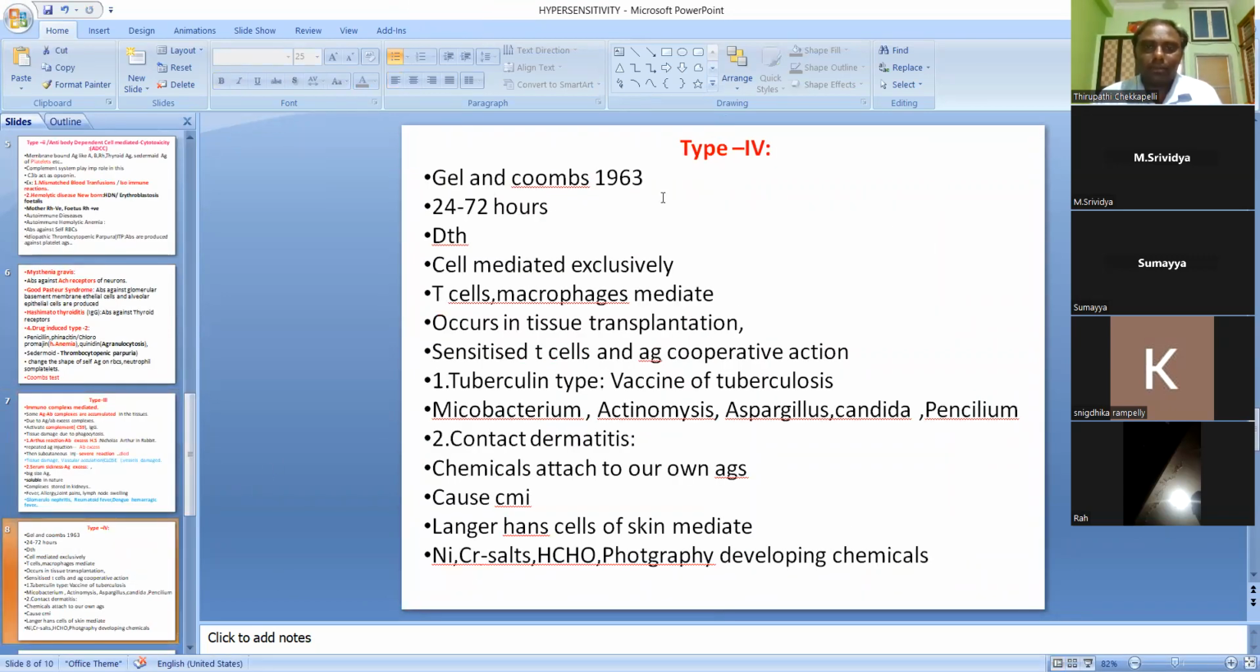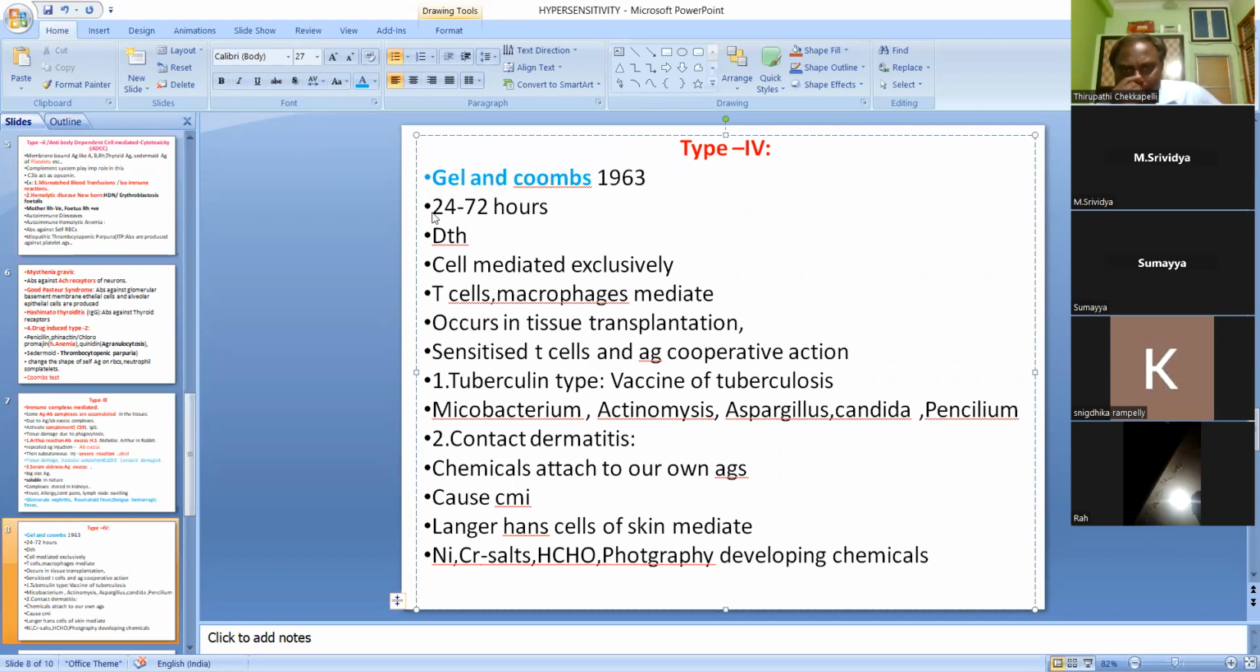And then type 4, which is the last one. It was explained by scientists Coombs and Gell in 1963. For the last three we discussed, the action takes place within hours after the waiting period when the second dose is given. The fastest is type 1 or anaphylaxis, which happens within minutes. But type 4 hypersensitivity takes approximately 24 to 72 hours.